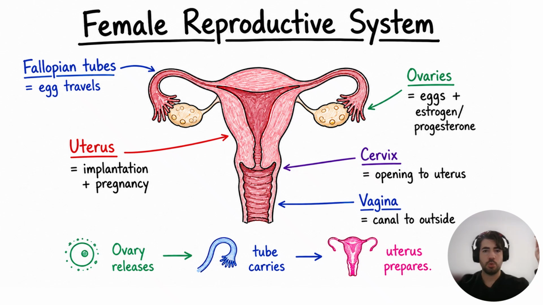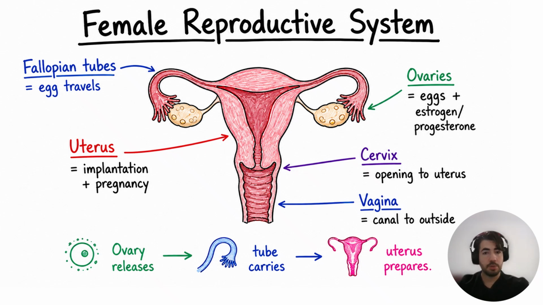All right, so let's start with the female reproductive system. For nursing school, you don't need to try to make it harder than it needs to be. So you mainly need to know the name of each structure and pretty much what it does. The ovaries are the big one for hormones and eggs, right? They produce the eggs and they also produce estrogen and progesterone. So when you hear ovaries, think eggs and hormones, estrogen and progesterone.